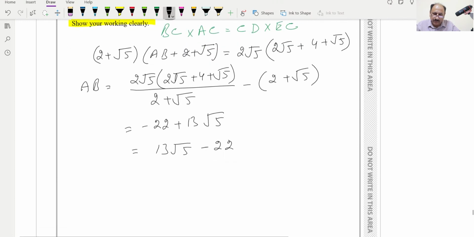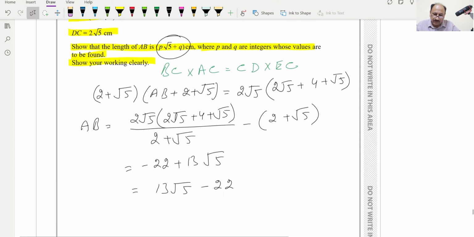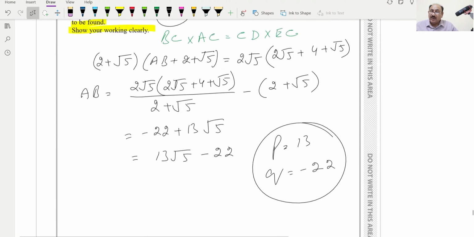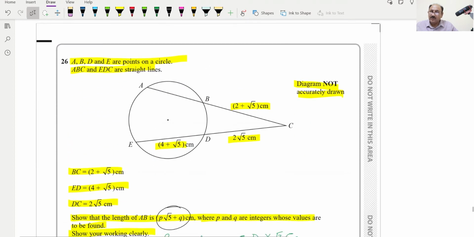P value will be what? P value will be 13. P value is equal to 13, and Q value is equal to minus 22. These are the two values which we were supposed to find. Basically we are done with the paper, and hopefully you understood each and everything.